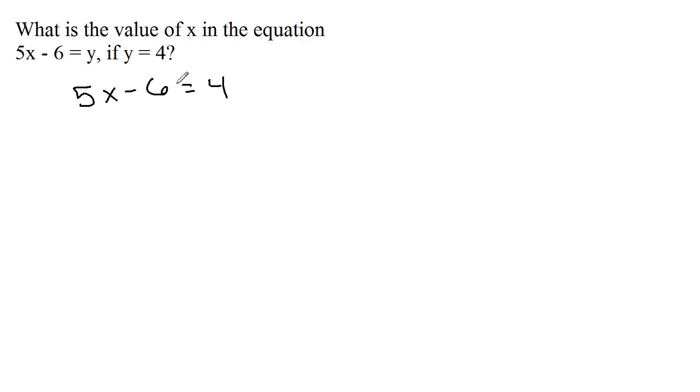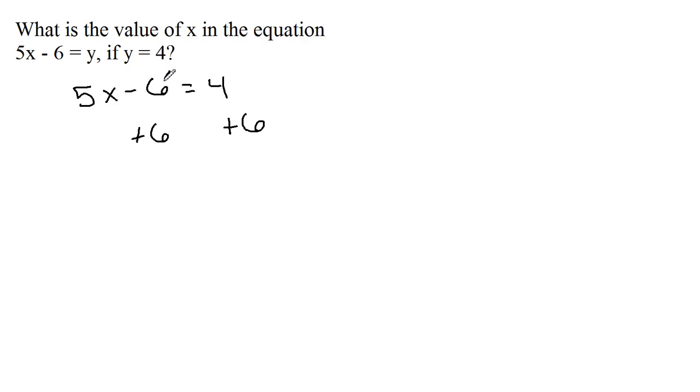The first thing we're going to do now is get the 6 to the other side of the equal sign. So because it's subtracted on this side, we'll have to do the opposite. The opposite would be adding. So we'll add 6 to both sides of the equal sign. What you do to one side of the equal sign, you'll have to do to the other.